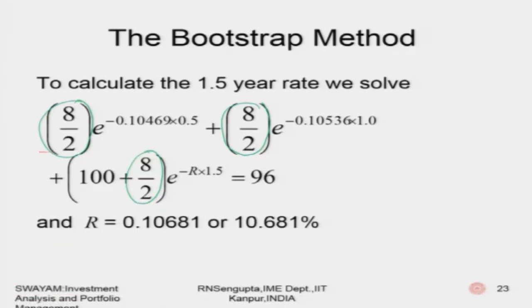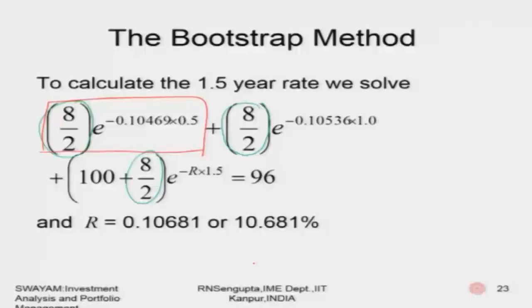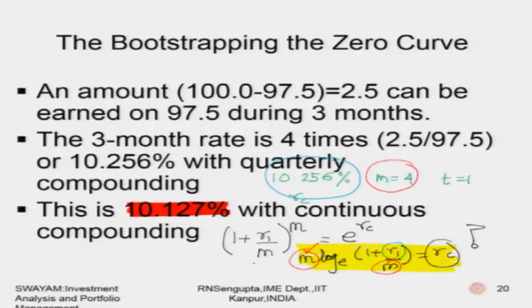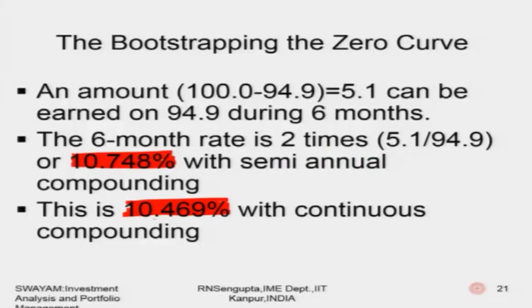So, the first term on the left hand side is 8 by 2, which is being paid after 6 months, that present value would be e to the power minus rt, t is 0.5, and what is r is basically the RC value, RC means the continuous compounding interest rate value, which I found in the case when it was for a time duration of 6 months. So, it was 10.469. So, this was the 10.469 value which I found out.